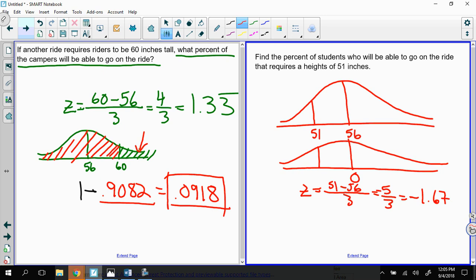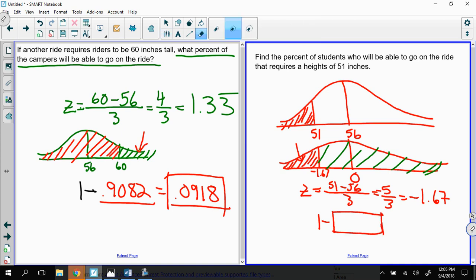We'll go to the negative table, and that will give us how many kids are not able to ride, lower than 51. So this is negative 1.67. Well, we want to answer how many kids can. So again, if we know one side is a certain number, this is going to be from the table. We subtract from 1, and that will give us the answer to our question.